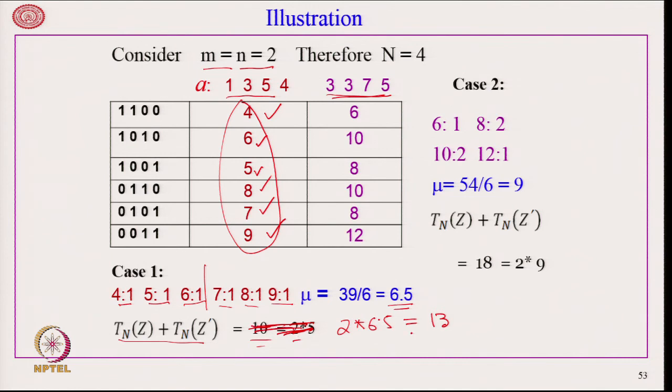Similarly, for case 2, the distribution will come out to be 6 once, 8 twice, 10 twice and 12 once. The mu is coming out to be 9, and we can see that Tnz plus Tnz prime is equal to 12 plus 6 is equal to 18, 10 plus 8 is equal to 18 and 8 plus 10 is equal to 18. Therefore, we get that it is equal to 2 times 9.